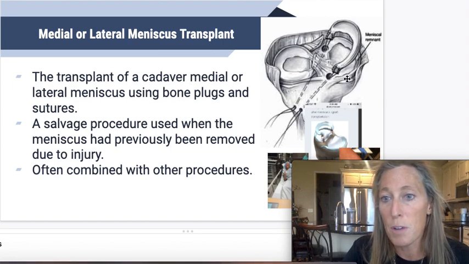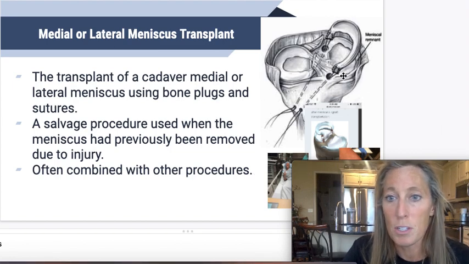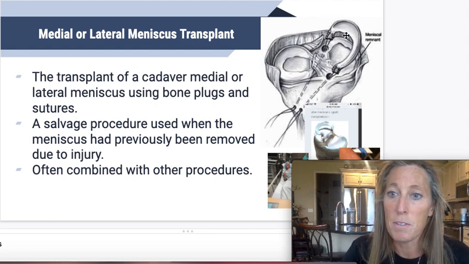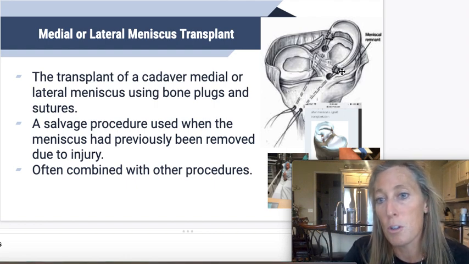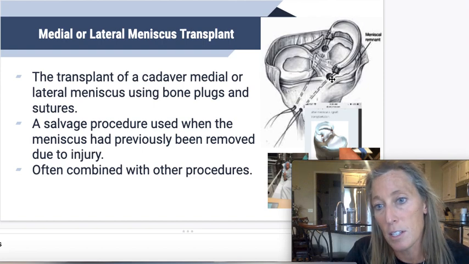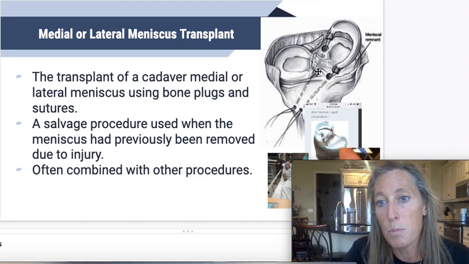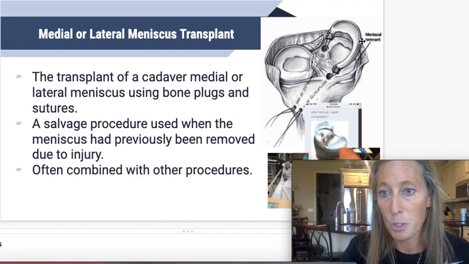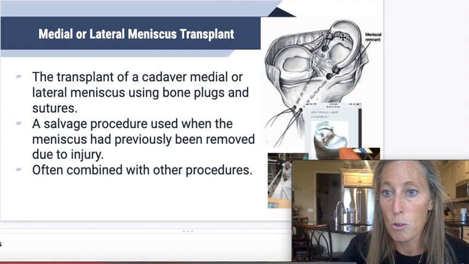A transplant of a cadaver, medial or lateral meniscus using bone plugs and sutures. So this is an example of a medial meniscus transplant here. You can see that there's 2 bone plugs. From the cadaver, they've cut off the meniscus from the tibial plateau, and they've taken 2 pieces of bone from the tibia. They're going to drill 2 holes in the recipient's knee into the tibial plateau, and they're going to pull down, this is called transtibial, so it's going through the tibia to lock those 2 bones in place to keep the meniscus here. Then the meniscus will heal back into the recipient's medial plateau here.